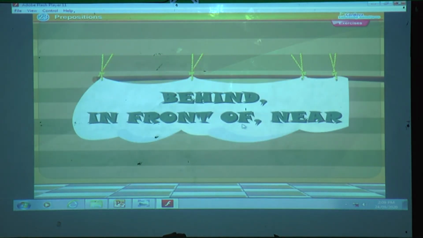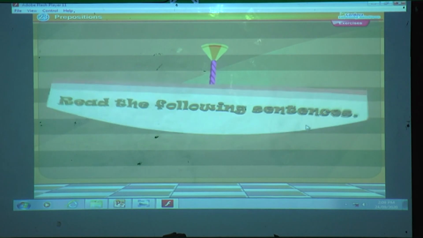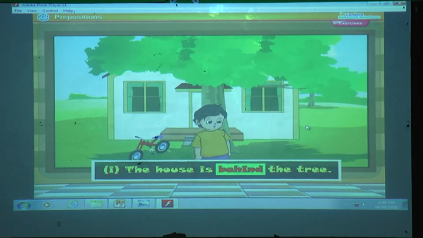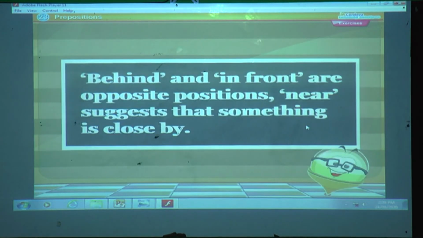Behind, in front of, near. Read the following sentences. The house is behind the tree. Uncle is in front of the tree. The cycle is near the tree. Behind and in front are opposite positions. Near suggests that something is close by.